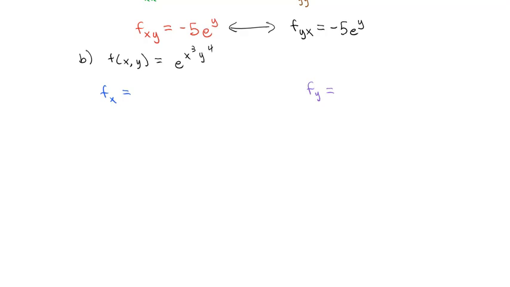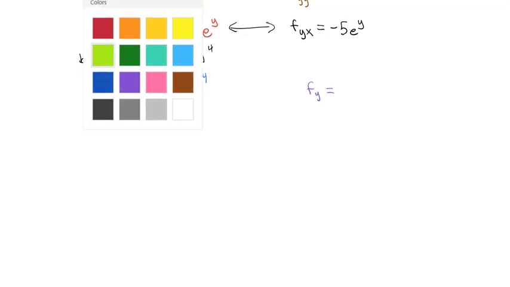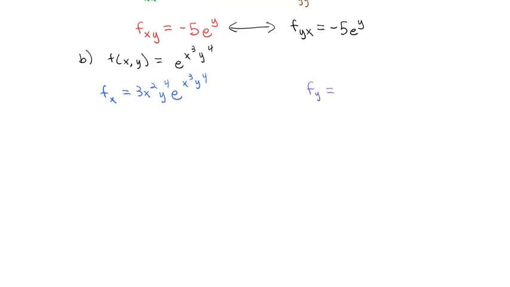So first, with respect to x, treating the x like the variable, the derivative of e to the stuff is e to the stuff, x cubed y to the fourth, times the derivative of the inside. X cubed is the variable we're using, so we have 3x squared, keeping the y to the fourth as a constant. When we do the partial derivative with respect to y, the derivative of e to the stuff is e to the stuff times the derivative of the stuff, this time with respect to y. So that's going to be 4y cubed, keeping the x cubed as a constant.